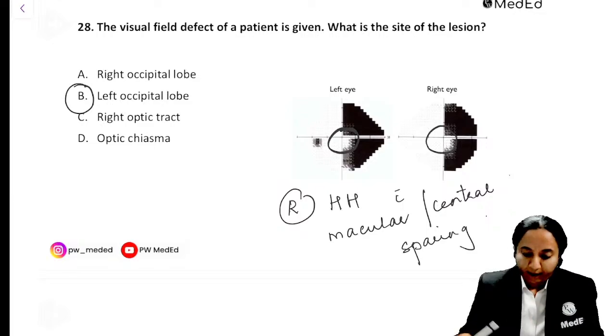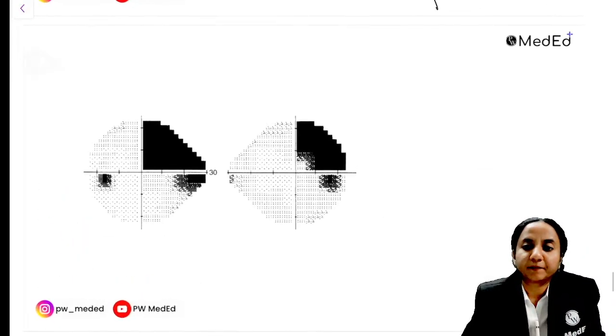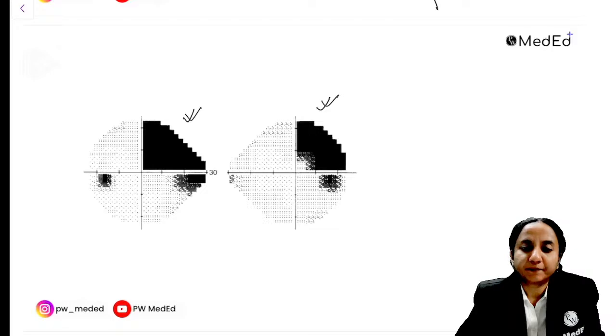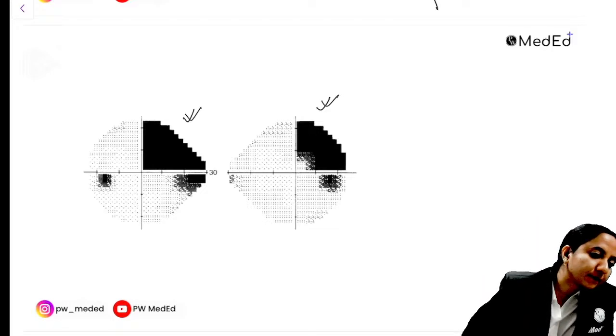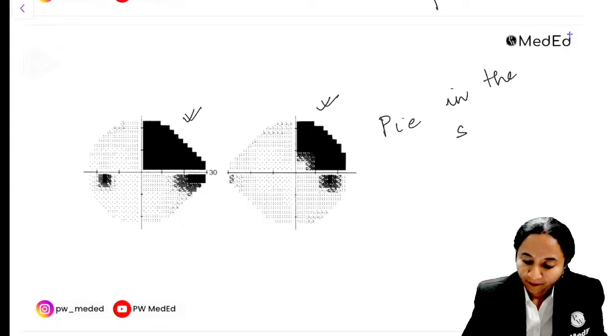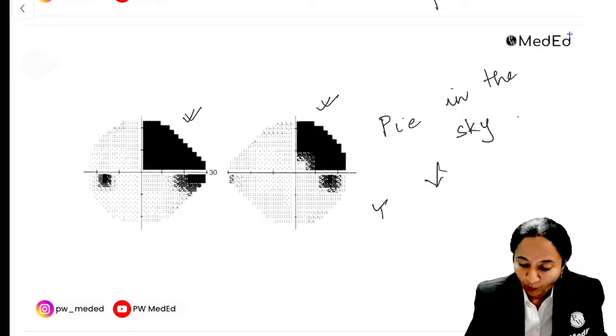Okay. Just quickly look at the other defects. What will you call this? What is this defect called? This defect is called pie in the sky. And what is the site of the lesion? The site of the lesion is the temporal lobe. So pie in the sky, and the site of the lesion is the temporal lobe.